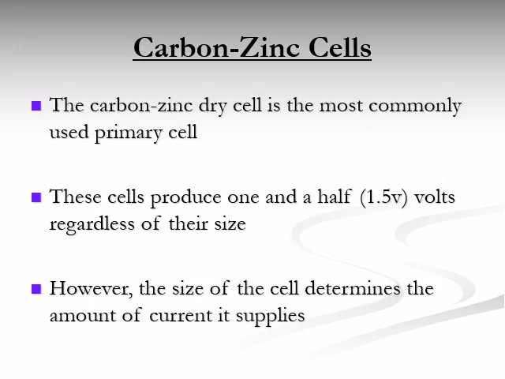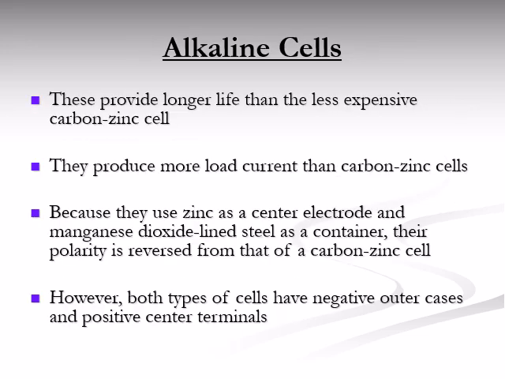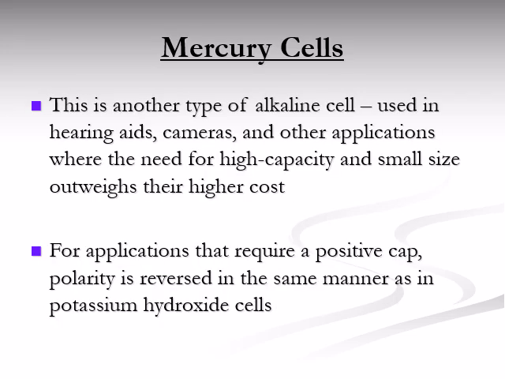Carbon-zinc cells are the most common primary cells. They produce 1.5 volts regardless of size. Larger sizes supply more current. Alkaline cells last longer and deliver more current than carbon-zinc. They have reverse polarity due to zinc and manganese construction, but still follow standard terminal markings. Mercury cells are small, high-capacity alkaline cells used in compact devices. Their polarity is also reversed, similar to other alkaline cells.